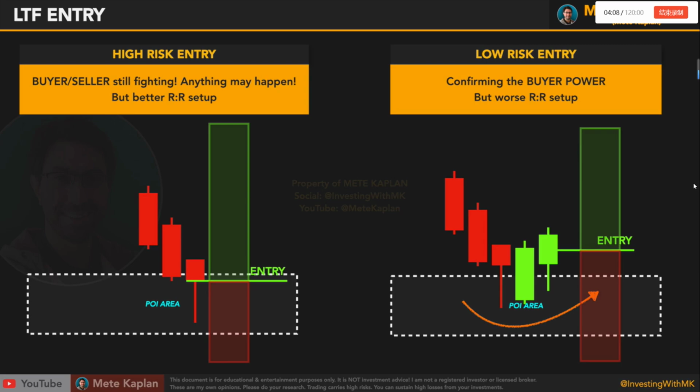But if you wait for the buyer power, this time you'll have much worse risk-reward ratio. However, there is a higher chance of making money with this trade. As you can see, it is all a trade-off that you may have to decide.